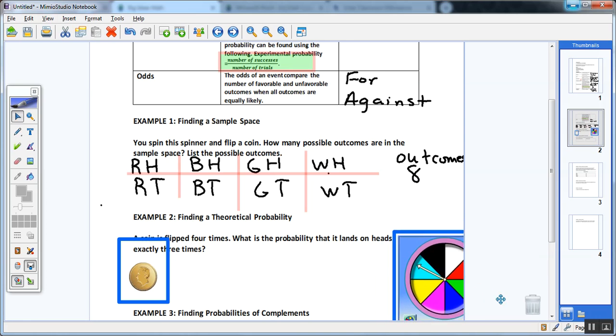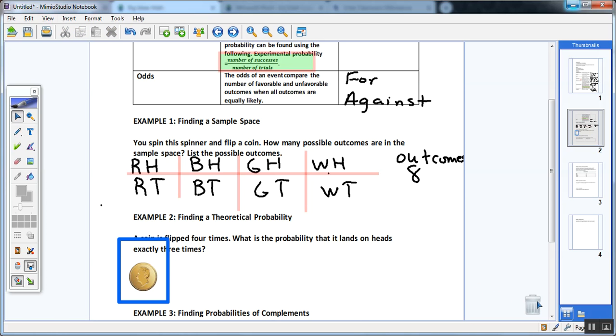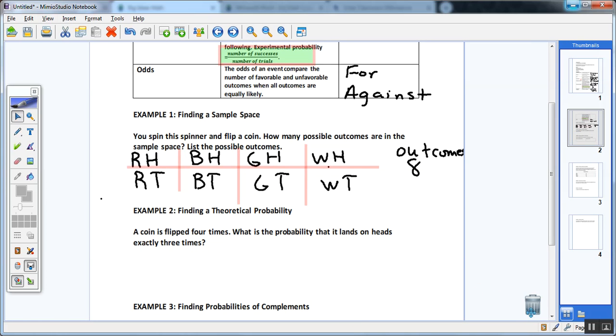Three-sided coin. Okay. A 3-sided coin? I don't know. How do you do that? There's not.